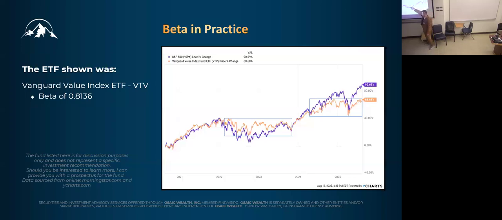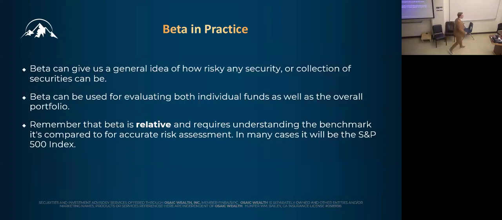So when we give up that volatility, that downside risk, for the most part, we're also giving up that upside potential. So it's always a trade-off game. Yes, if we can get more return, but we have to take on some extra risk for it. Yes, we can get less risk, but we have to give up some return for it. So beta can give us a general idea of how risky any security or collection of securities can be.